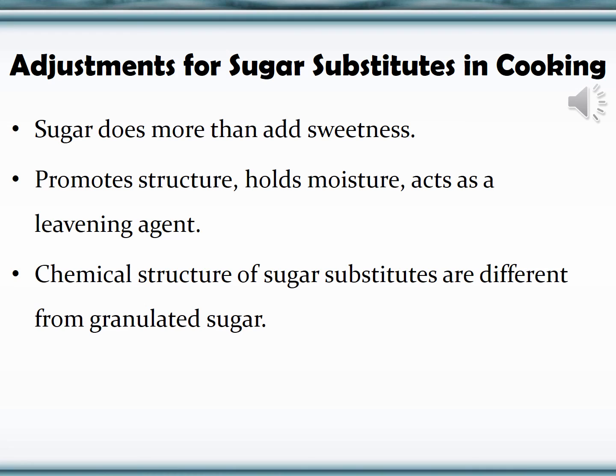So when we're cooking with sugar substitutes, it's important to understand that sugar has many roles in cooking outside of providing sweetness. It promotes structure, holds moisture, and acts as a leavening agent. The chemical structure of sugar substitutes are somewhat different from sugar. So we need to consider what can go wrong when we're using sugar substitutes in place of the sugar and then adjust the recipe accordingly.